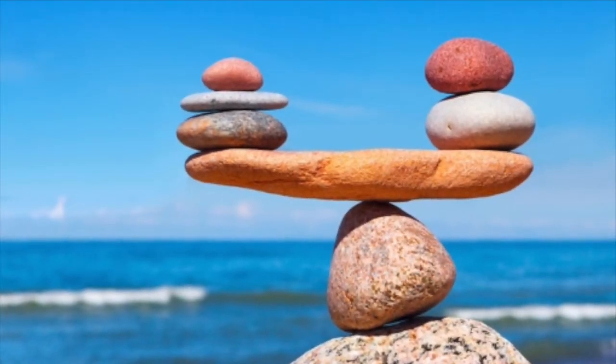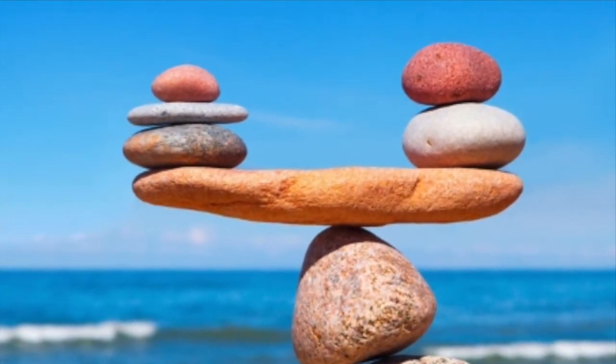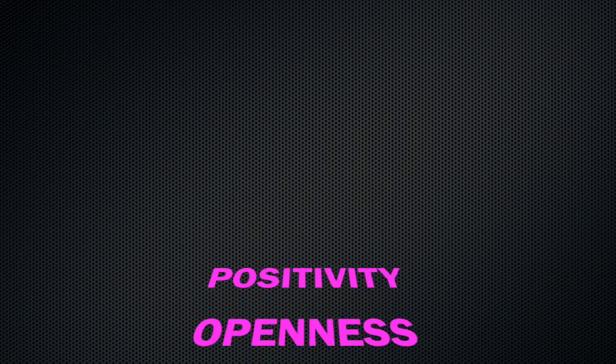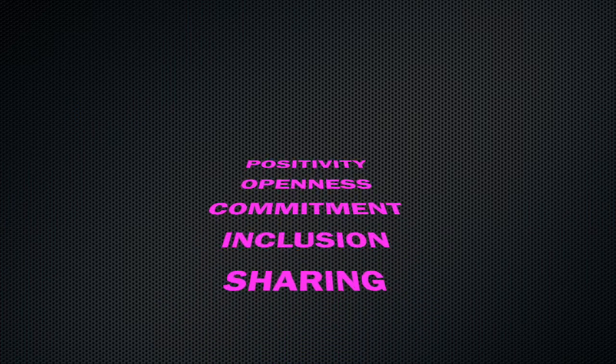5. Equity theory. Equity theory holds that a balanced ratio of costs and benefits between partners is a key attribute of what people consider to be good relationships. 6. Relational maintenance behaviors theory. Relational maintenance behaviors theory contends that the constellation of communication behaviors people use to maintain healthy relationships includes positivity, openness, commitment, inclusion, and sharing.